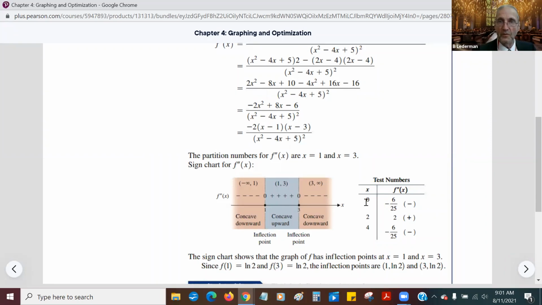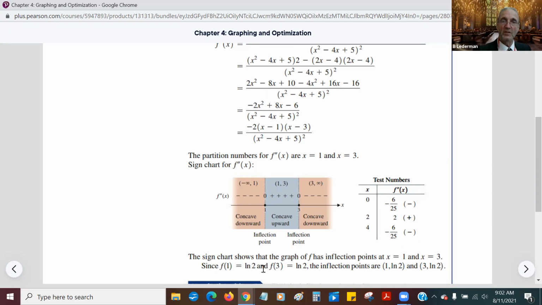When we plug in 0, you get negative 6 over 25, and you plug in 2. Now, where am I plugging it into? I'm plugging it into f double prime. I'm not plugging it into the original function. I'm plugging it into f double prime. And when I plug in 2, I get a positive number, and I get 4, I get a negative number. So this is going from negative to positive to negative, which means x equals 1 would be a point of inflection, and x equals 3 would be a point of inflection. And everything here is defined. Everything is beautiful. So the sign chart has inflection points at x equals 1 and x equals 3.